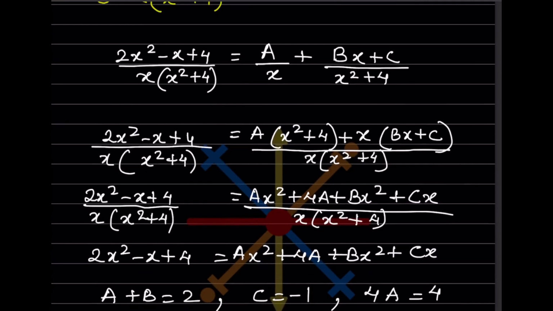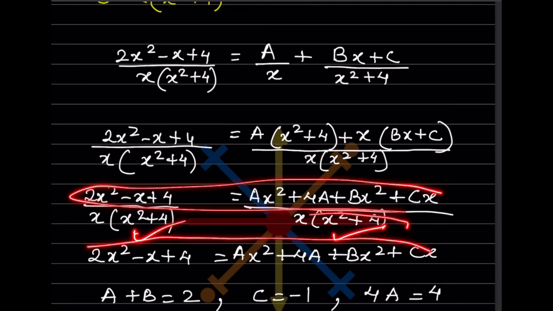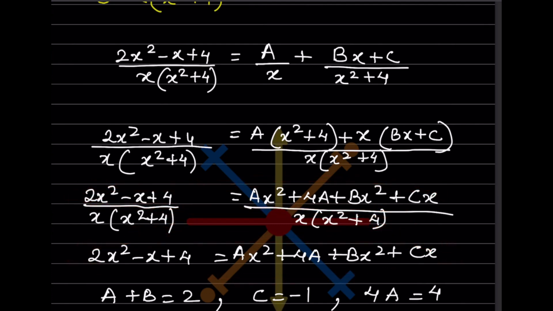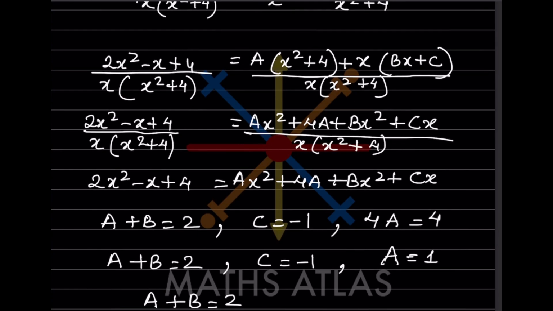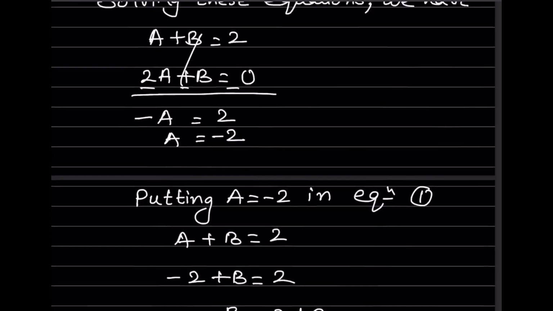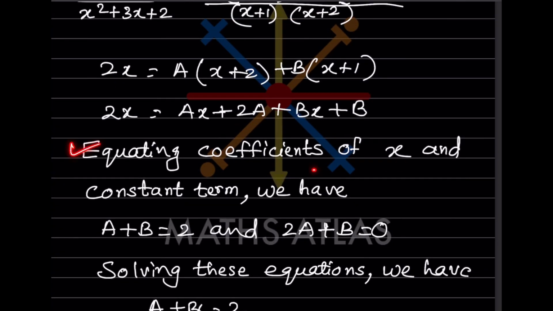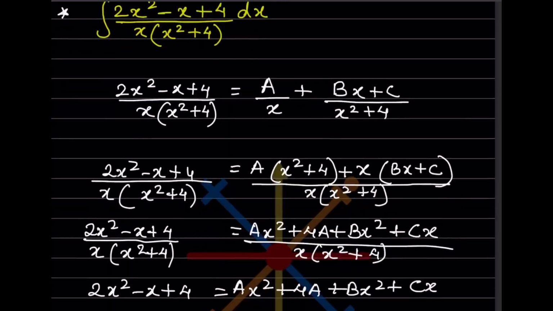Now the denominator is the same, so just ignore it and write the numerator. Here we can also write ax² + 4a + bx² + cx. So now we have x², we also have x, and we have the constant term. I have not written this step, but we have to equate coefficients of x², x and the constant term, so you will write that over here.